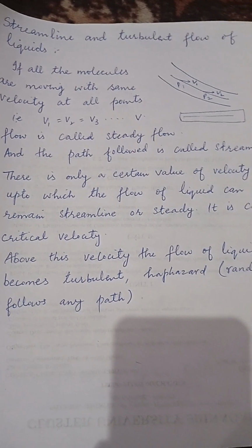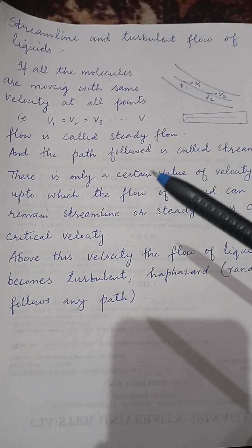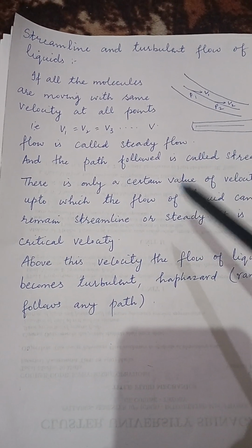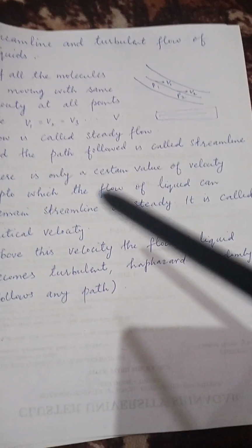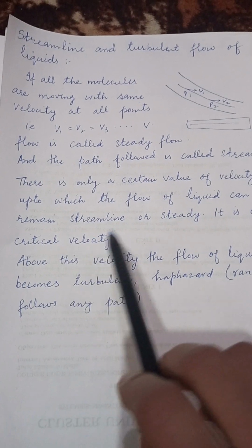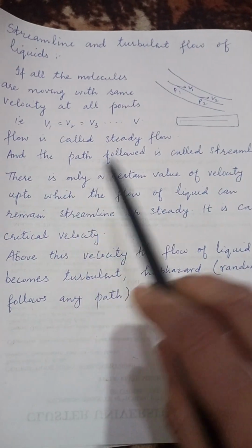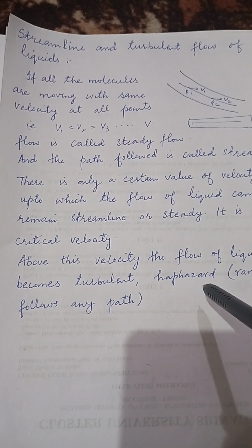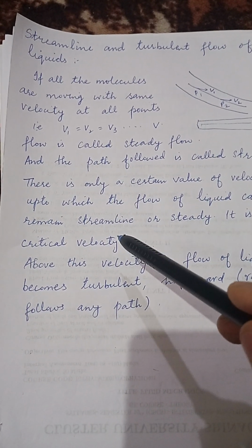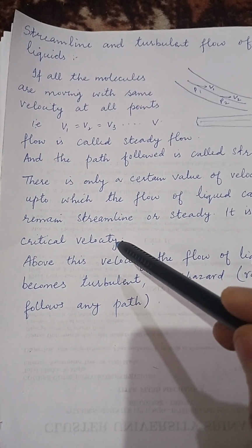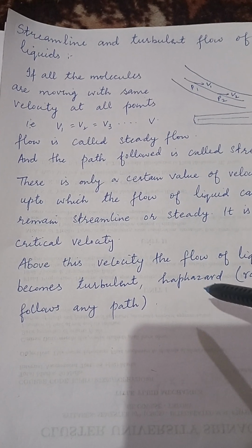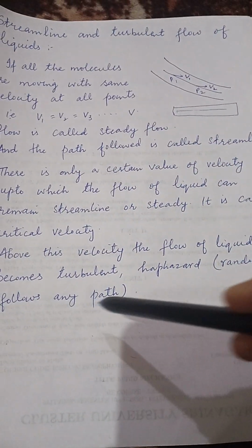But all of us understand through our common observation that the flow of a liquid cannot always be steady, it cannot always be streamlined, and there is a certain value of velocity up to which the flow of liquid can be streamlined or steady, but after that it will be turbulent or violent or haphazard. Such a flow of liquid is called a turbulent flow. Therefore there is some critical value of velocity up to which the liquid maintains the steady flow, and beyond which it is turbulent or haphazard, and it randomly follows any path.